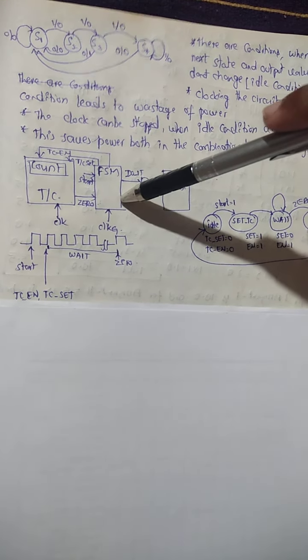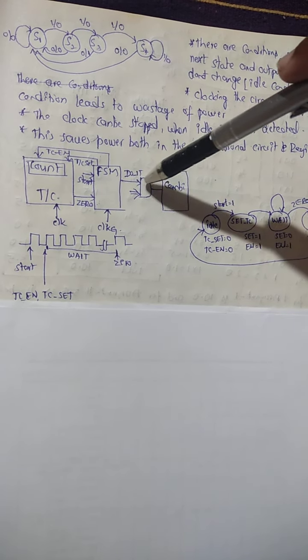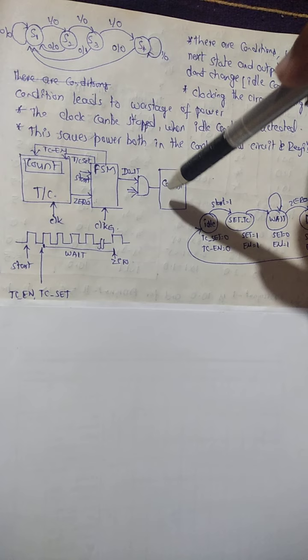So when it becomes high, the information is passed to this particular pin, and it is sent to the combinational logic, and the whole operation is completed. That is the operation which is taking place over here.